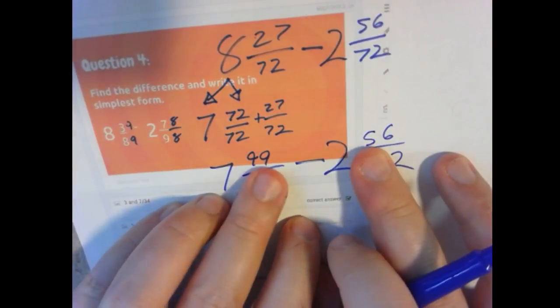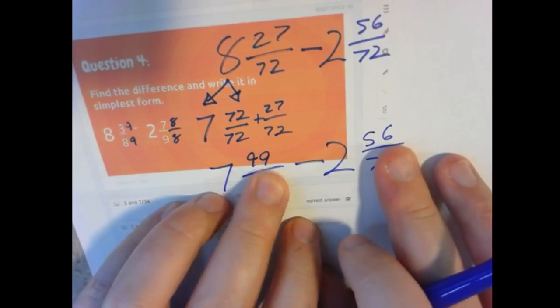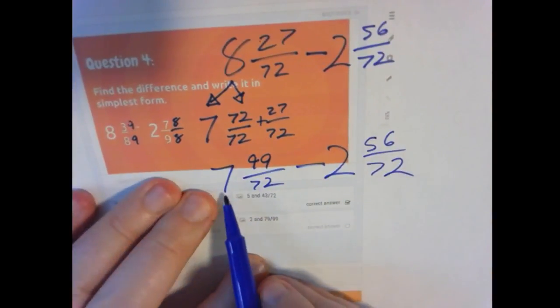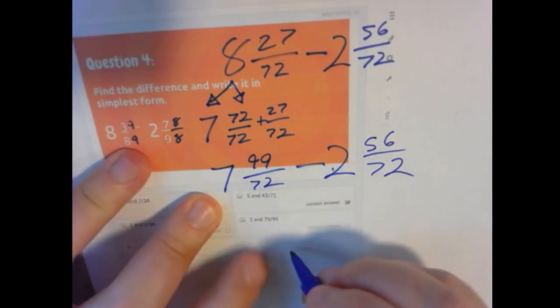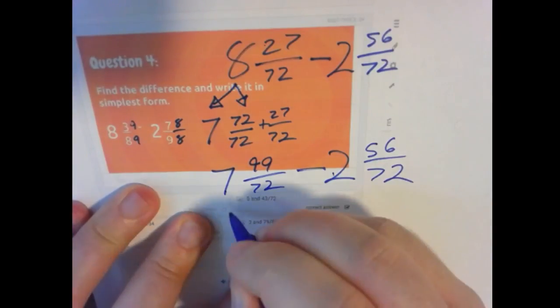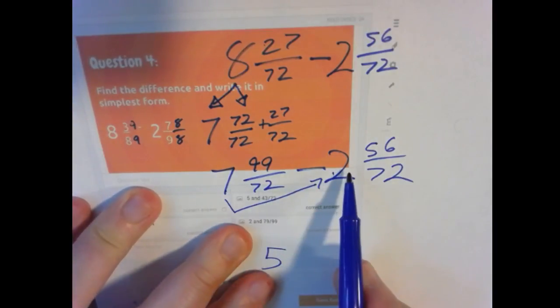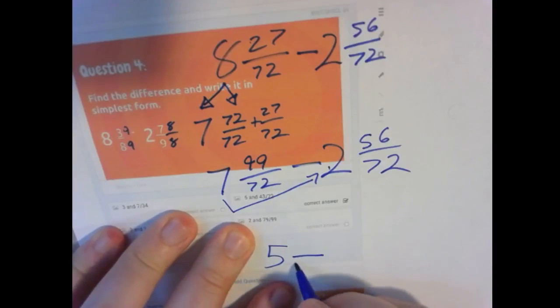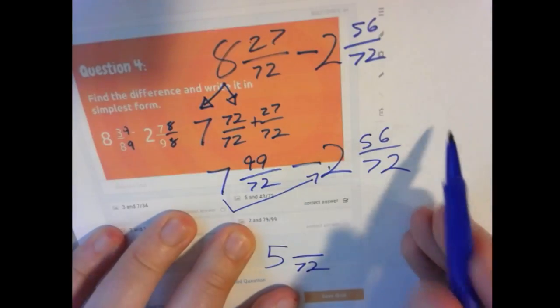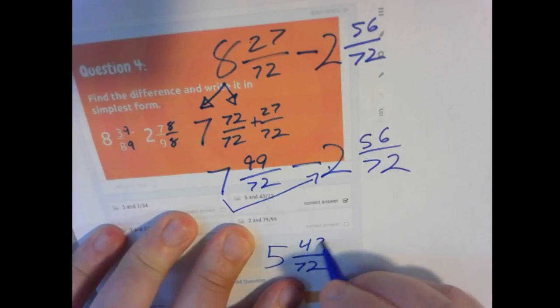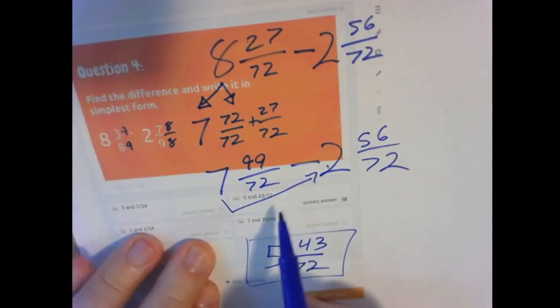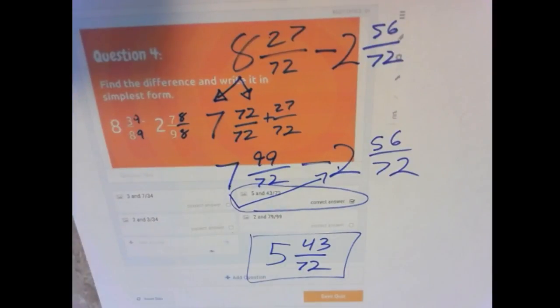So now can we do the math on the fractions? Yes, because the denominators are the same. They're both 72. Also 56 is a smaller number than 99. So I can take 56 from 99. Okay, so remember how I'm going to do this. I'm going to do 7 minus 2 to give us 5. So I subtract the whole numbers. Then I subtract the fractions. So 99 minus 56 should give us 43. That was the second option here. And that is it. Great job.